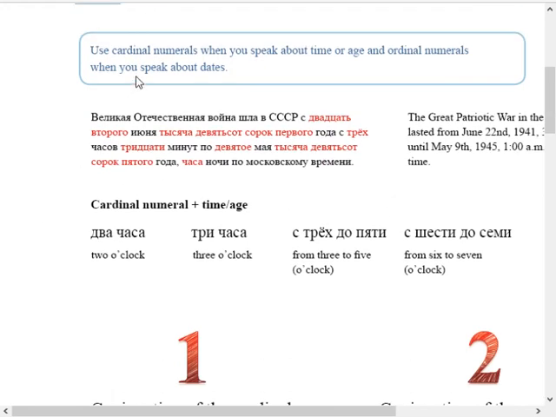Yeah, use cardinal numerals when you speak about time or age, and ordinal numerals when you speak about dates. It's kind of like in English. In English you'll often say something starts on the 1st of May. You can also say May 1, but usually people say the 1st of May or the 2nd of May, stuff like that.